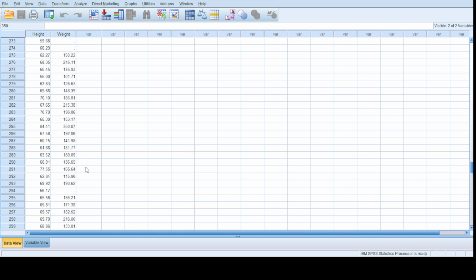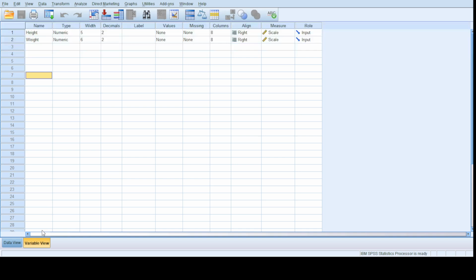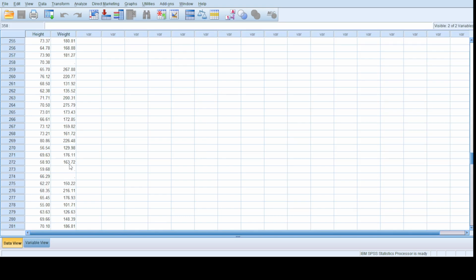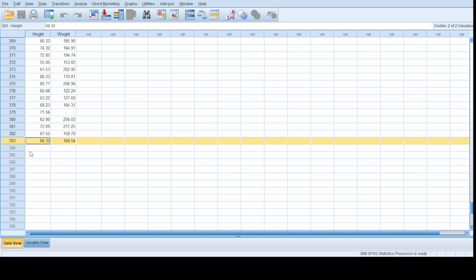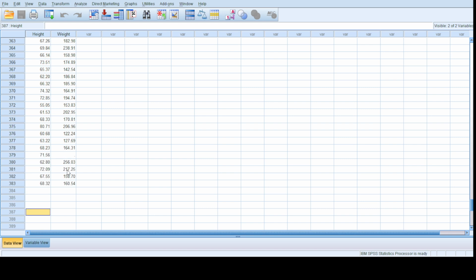This is a population. In Variable View, we just have two variables, height and weight, and both of them are on scale, which means continuous variables. And if you look, we have a lot of data here that we have entered. We have 383 in number.